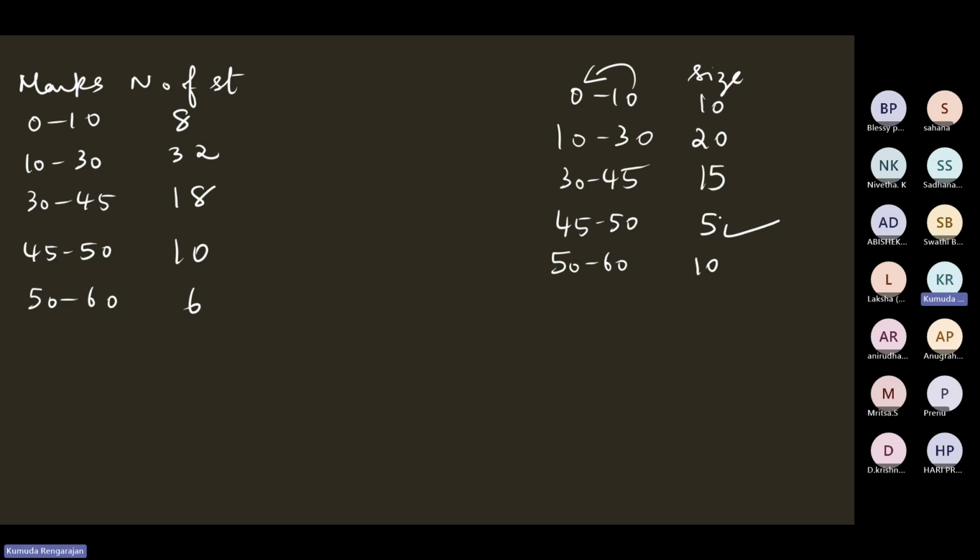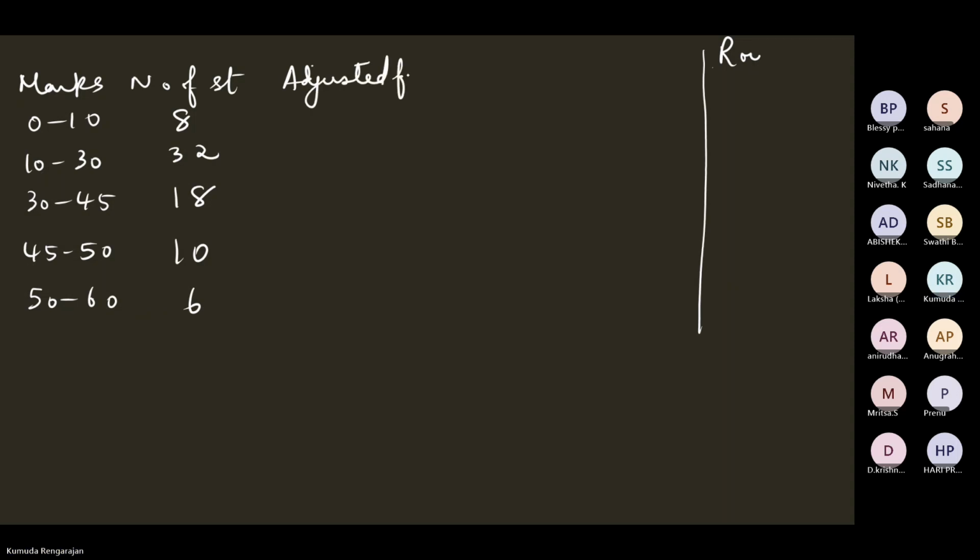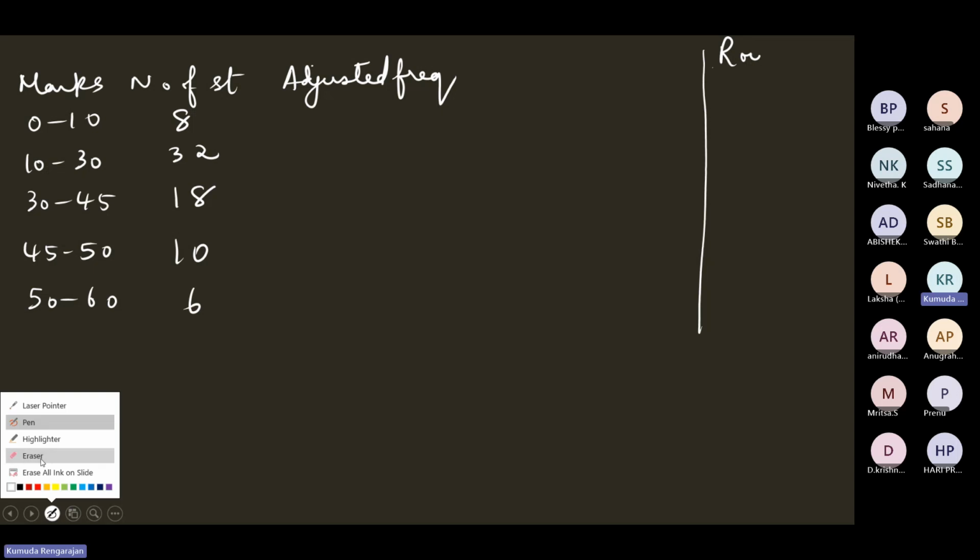Take that smallest size. You don't have to write all this. You can just see your sizes are 10, 20, 15, 5, and 10. So 5 is the smallest size. Keep that size 5 in your mind. Now in the rough column, or let me show you the calculation here itself, for adjusted frequencies. We have to create another column called adjusted frequencies. I'll tell you how to work that.